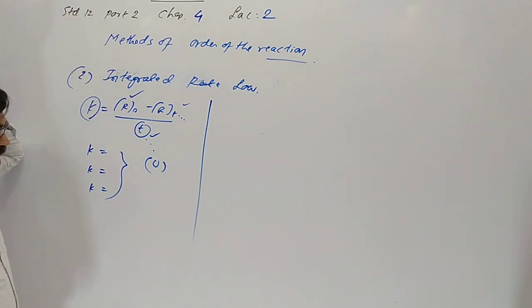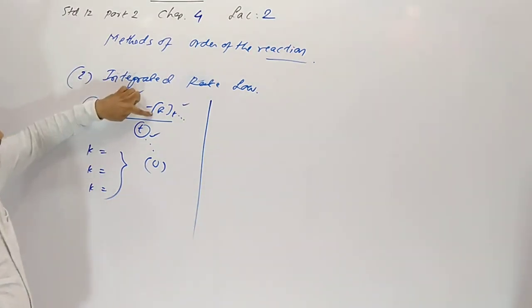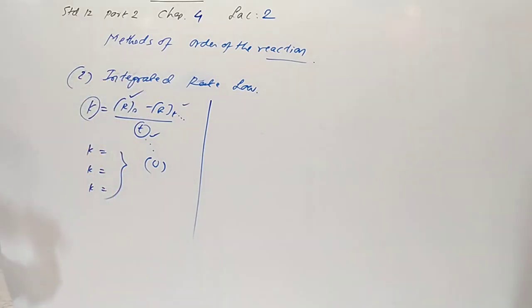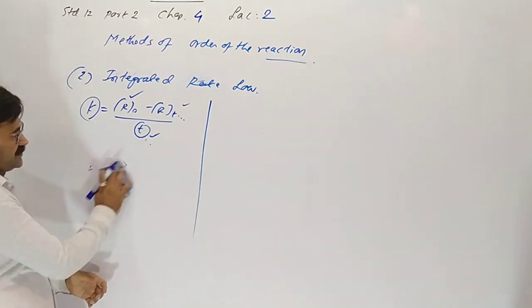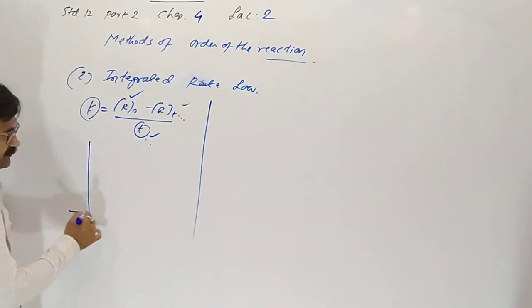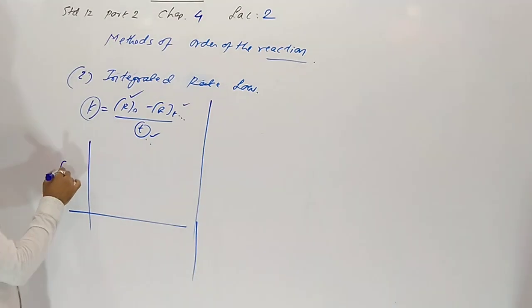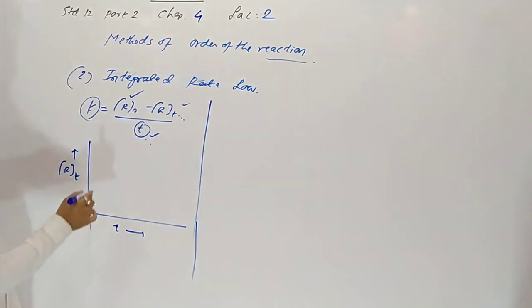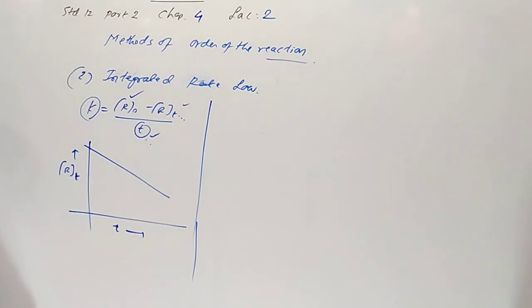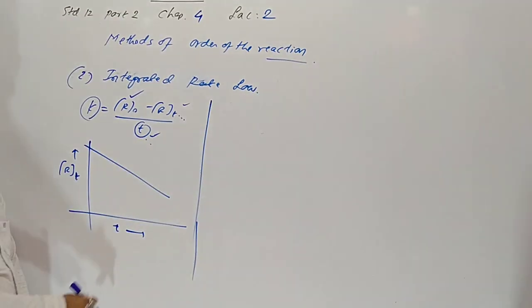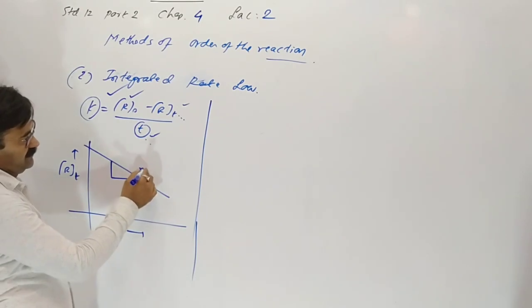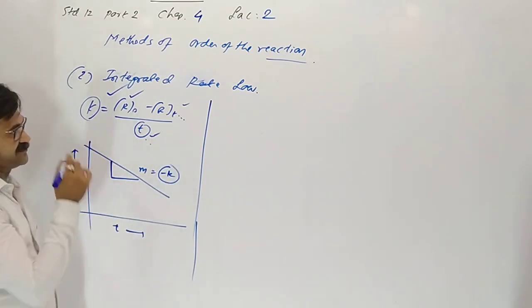R0 is fixed; at different times, put the value of Rt here. Every time K remains constant, so we can say our order of reaction is 0. And another way: when we plot the graph of concentration versus t, if it is a linear decreasing line, we can also say our reaction is zero order, and the slope of it gives the rate constant.